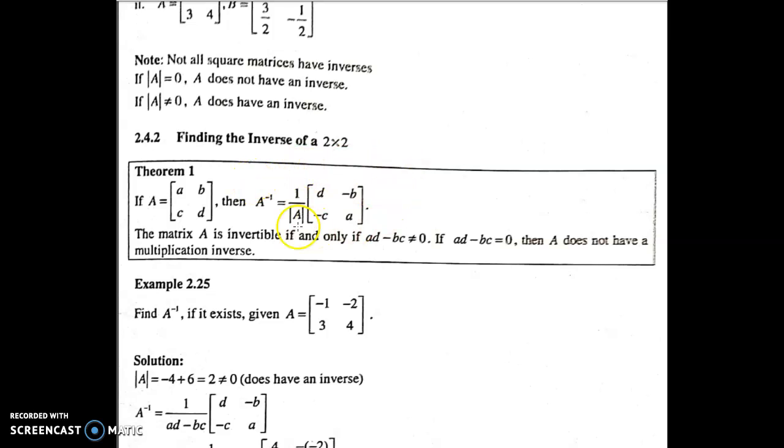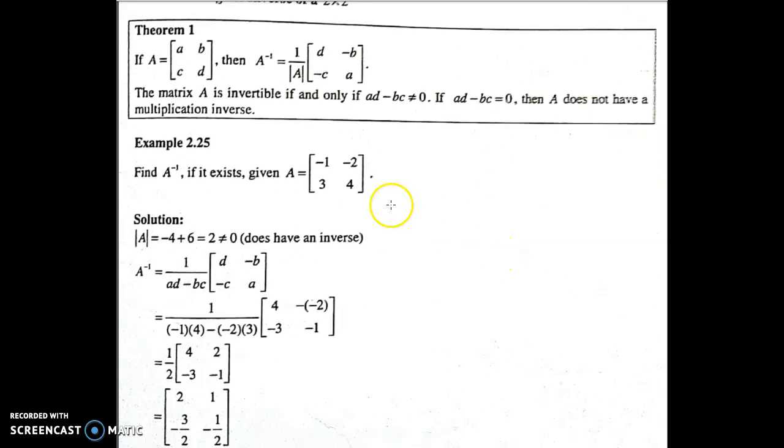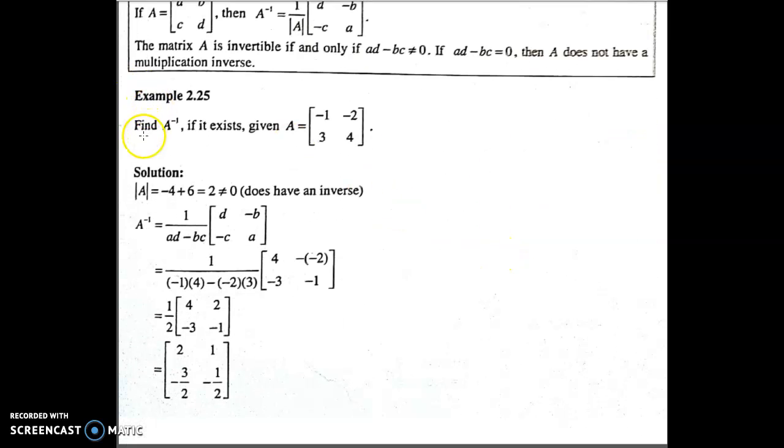Logically, just by looking at this formula, 1 over any value other than 0 can be calculated. But if you calculate the determinant and you get 0, 1 over 0, you will get a math error in your calculator. So if the determinant, which is this formula, equals 0, then A does not have a multiplicative inverse, or doesn't have an inverse. Okay, so let's look at this example.